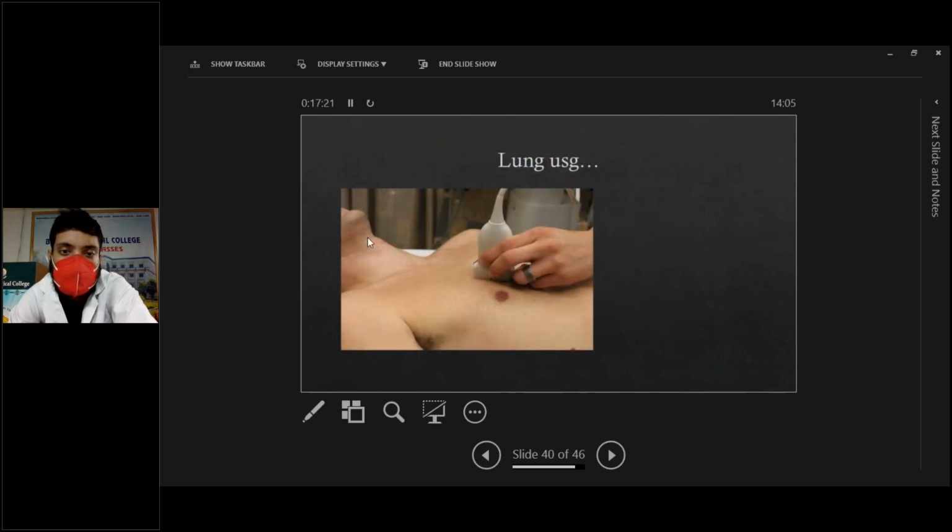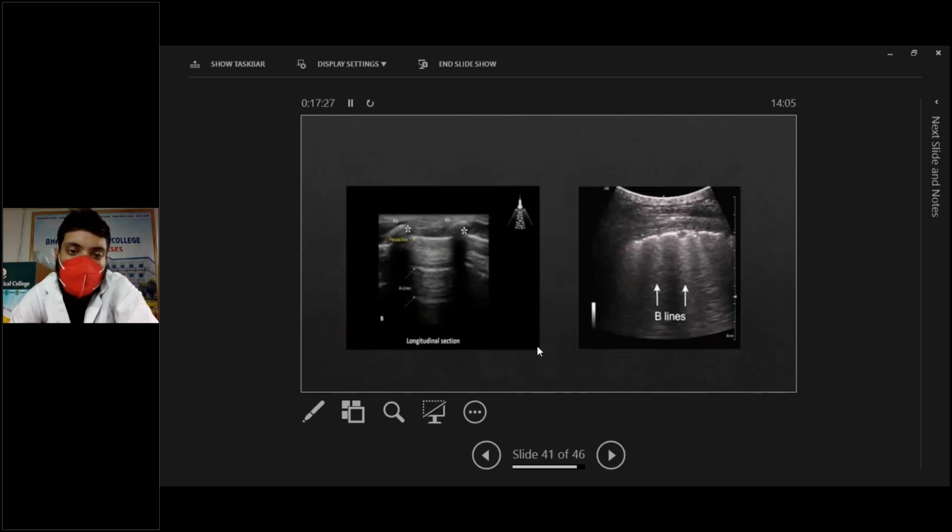Then this I've added in the last minute. We also have a few ultrasound findings which suggest COVID. So in a normal ultrasound of the lung, what we find is the pleural line, the first one, and these are the horizontal lines which are called the A lines. A lines are the normal lines that we generally see.